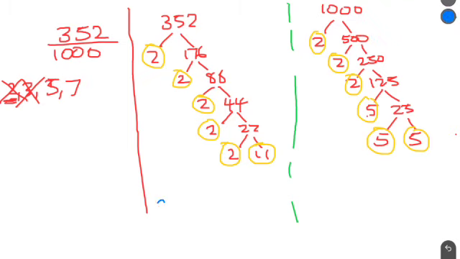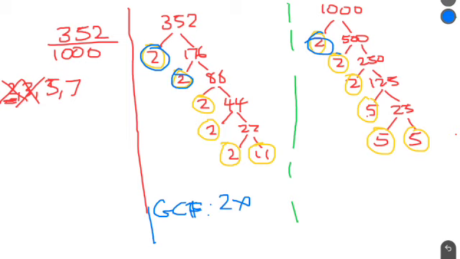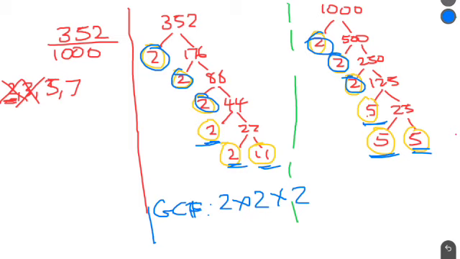Now, we want to identify what's common in both. The greatest common factor will be the product of what's common. So the greatest common factor is 2 times 2 times 2. And we see that there is nothing else common in them. So the greatest common factor here is 8.